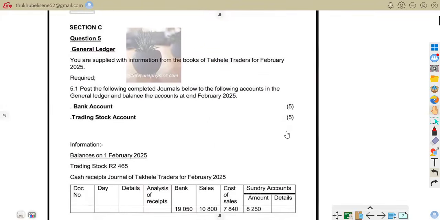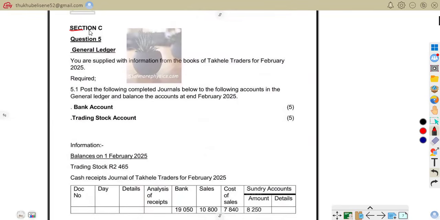Now let us move on to section C. Question 5, whereby we are going to do general ledger. You are supplied with the information from the books of Takhele Traders for February 2025. Required 5.1: post the following completed journals below to the following accounts in the general ledger and balance the accounts at the end of 2025. So we have bank account and trading stock.